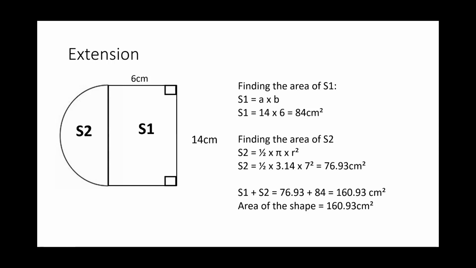Now that we know the area of both S1 and S2, it's time to add them up. So 76.93 plus 84. You will have the answer, which is 160.93 centimeters squared. So the area of the whole shape is 160.93 centimeters squared.